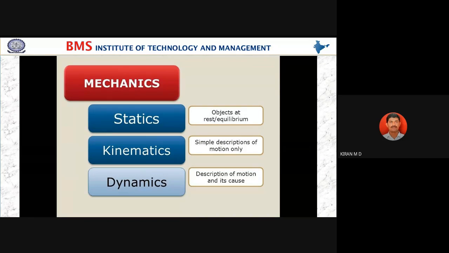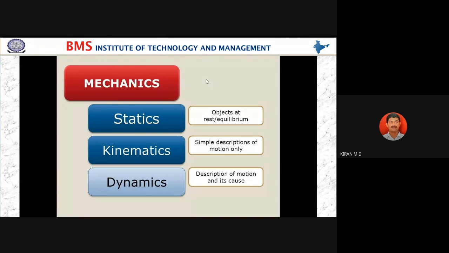So static components means structures which don't have any relative motion to each other, which are used to support forces or loads, and which transfer the force within the components itself. Examples are structures. Then kinetic components are the components which have relative motion to each other, which transmit the motion as well as force within the components.